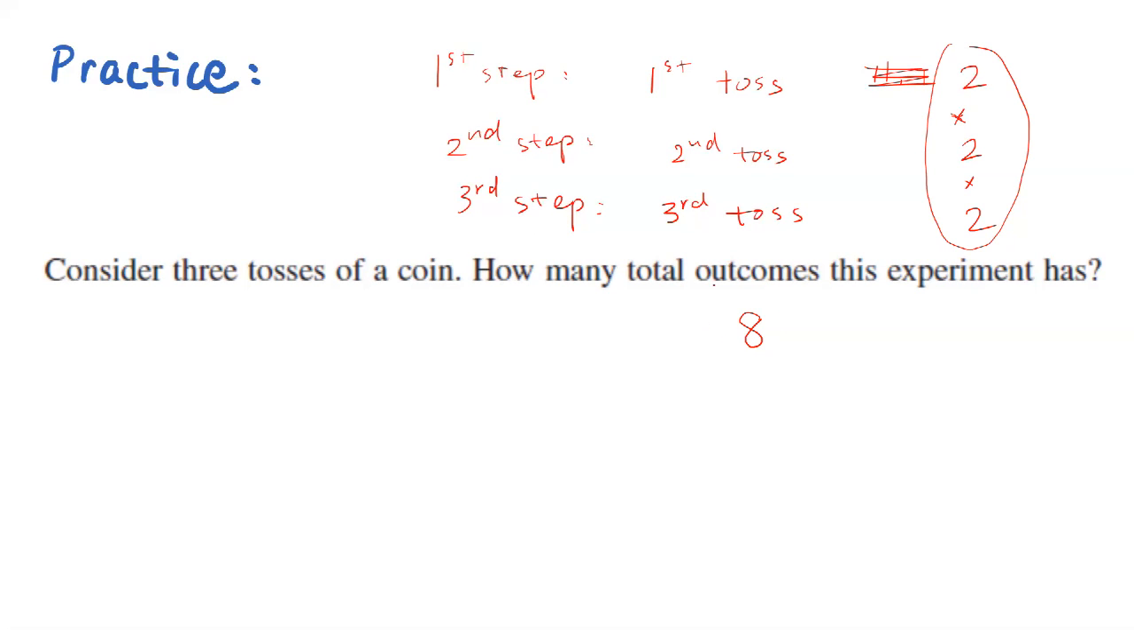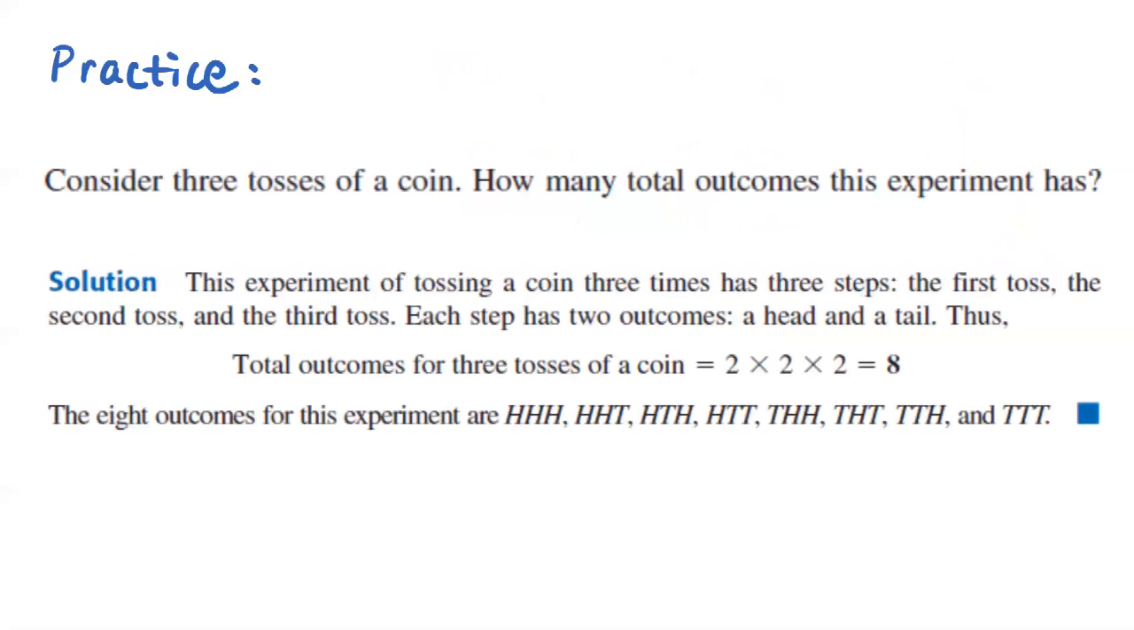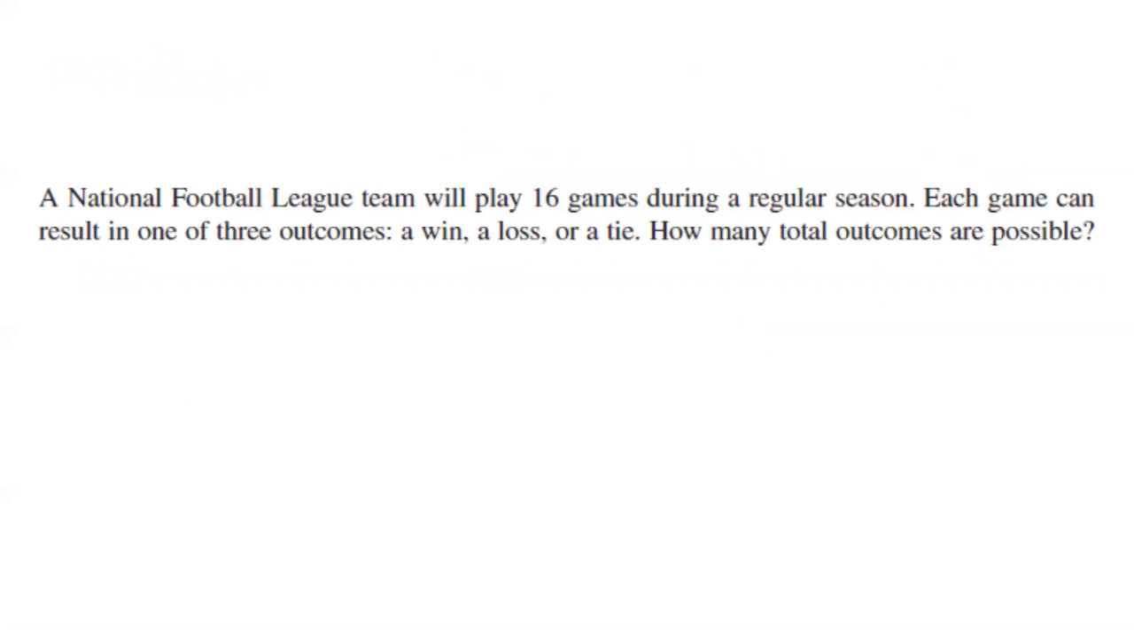We can solve this question by using the rule of product. Okay, any questions? No? Okay, let's see another quiz. A National Football League team will play 16 games during a regular season. Each game can result in one of 3 outcomes: a win, a loss, or a tie. How many total outcomes are possible?